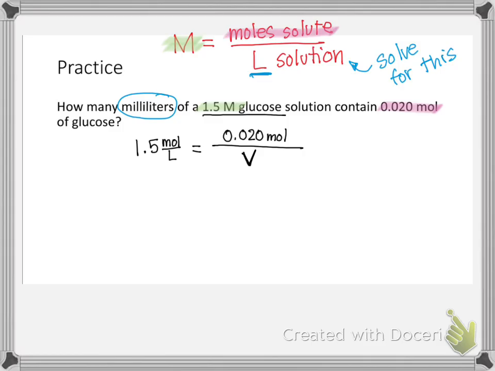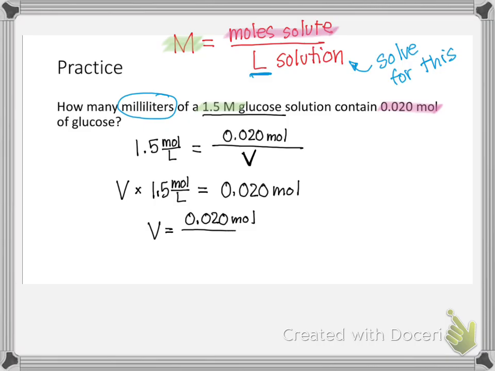So I'm going to multiply it over, and I'm going to have volume times 0.15 molar, which is moles per liter, equals 0.020 moles. So I just multiplied volume to the other side. And now to get the volume by itself, I'm going to divide 0.15 to the right-hand side. So volume equals 0.020 moles over 0.15 moles per liter. The moles end up canceling, and there's our units of liters.